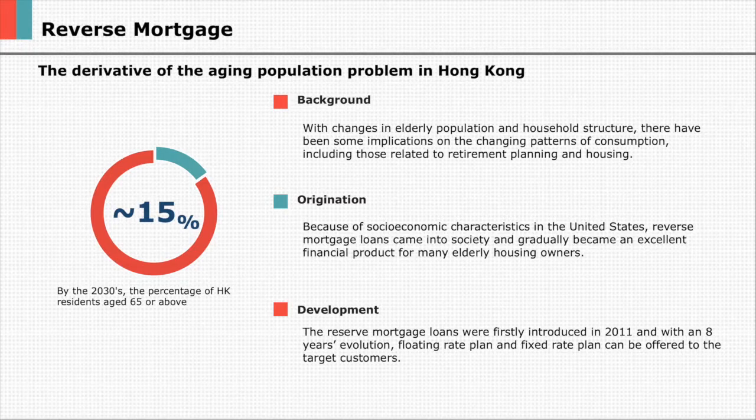And coming back to Hong Kong, reverse mortgage loans were first introduced in 2011, and with 8 years of evolution, different kinds of plans can be offered to the target customers. More than that, the US can be regarded as one of the most mature and representative countries of the housing reverse mortgage scheme.